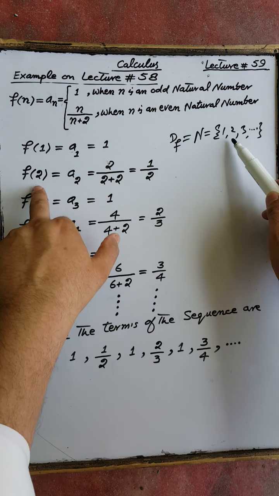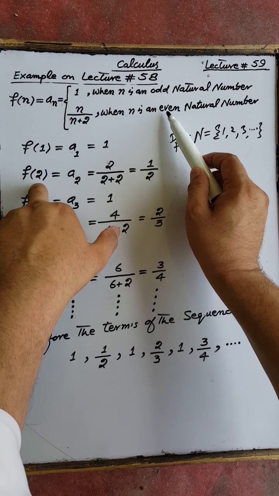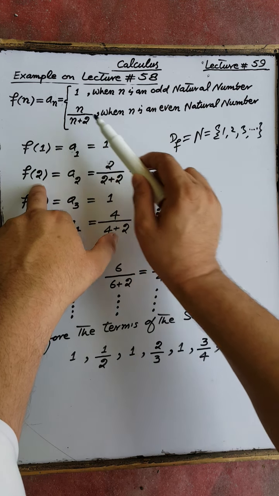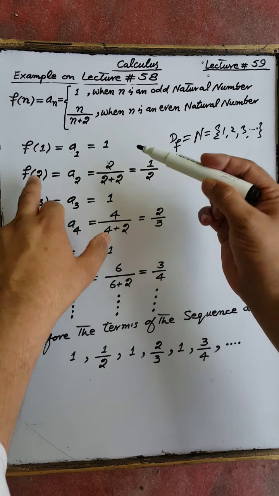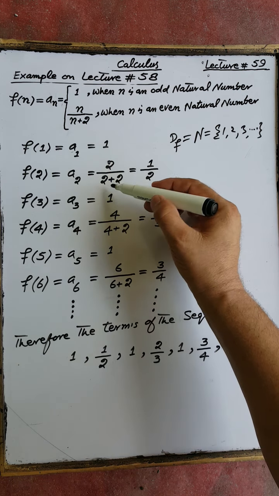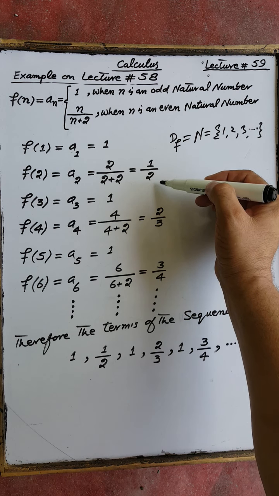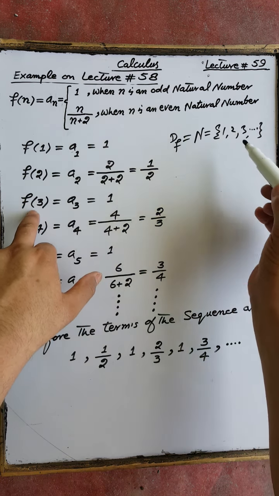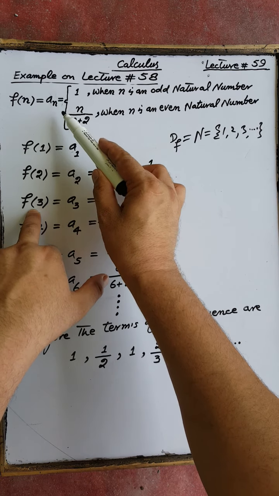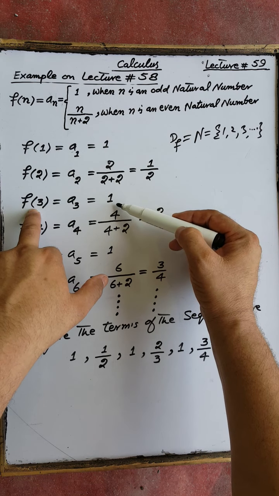At the point 2, the value 2 is an even number. Therefore, the value of the function at the point 2 is calculated from n divided by n plus 2, which is equal to 2 divided by 2 plus 2, which is equal to 1 over 2. And 3 is also an odd number. Therefore, the value of the function at the point 3 is defined, which is equal to 1.